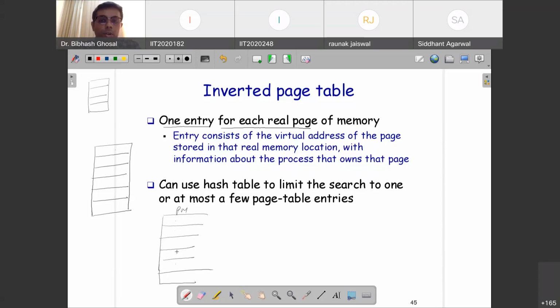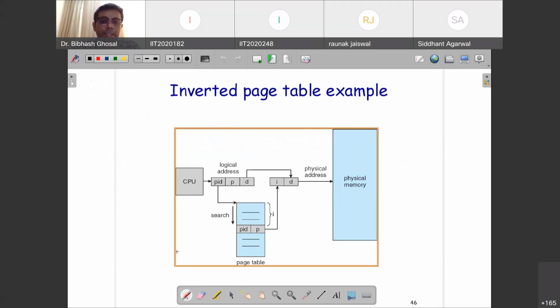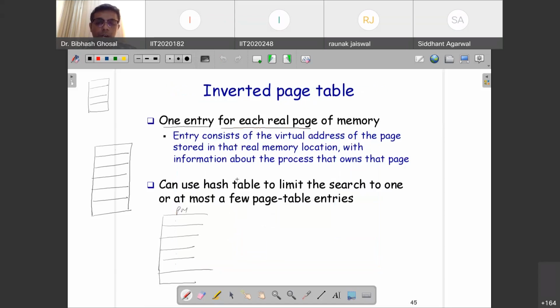What is the idea behind this? The idea is that for every entry, you will have its corresponding frame, which is already there. Let's understand this. The CPU will generate a logical address, which will contain P and D. But the problem is you are not getting the value of P to search in this table. Interesting thing is, you now have a table that is not with respect to the pages, but with respect to the frames.